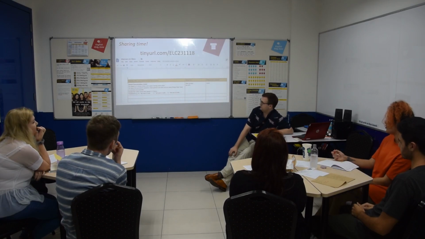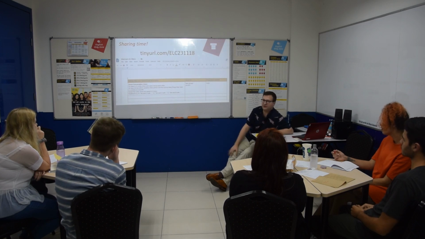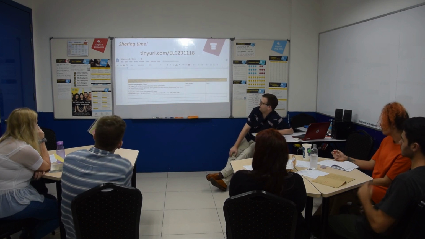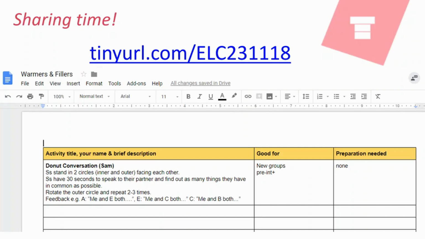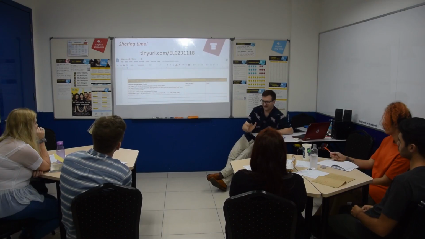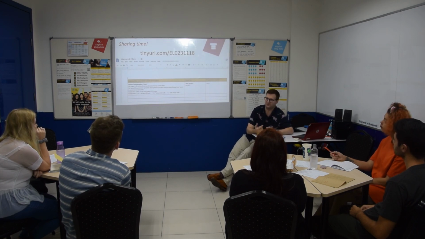Donut conversation. I've thrown in the old donut conversation, which is a bit similar to what Jake's talking about, where they stand in 2 circles and you give them 30 seconds, and they have to try and find out as much as possible that they have in common. If it's a higher level, it's not allowed to be obvious stuff, so not "we're both girls, we're both in Malaysia," but new information. Oh, we've both got 2 sisters. We both love pink.